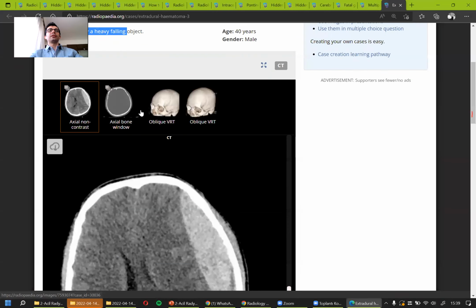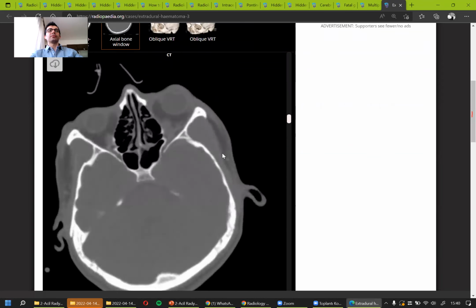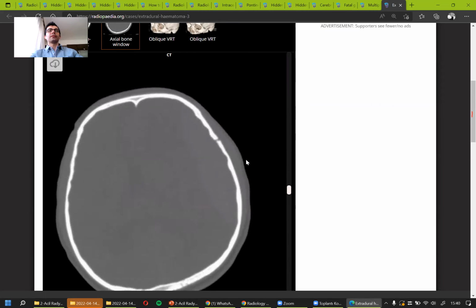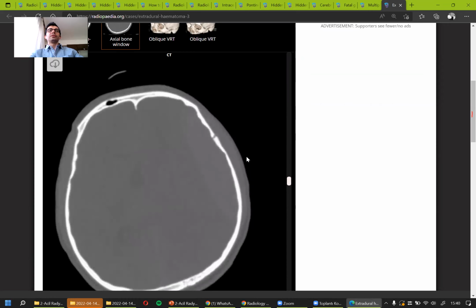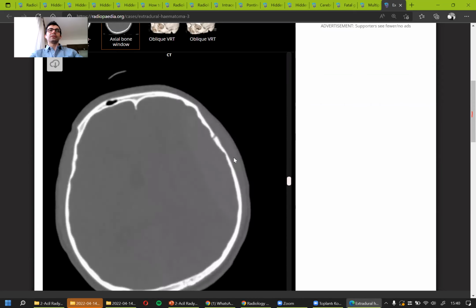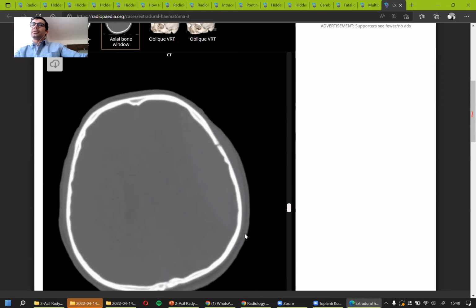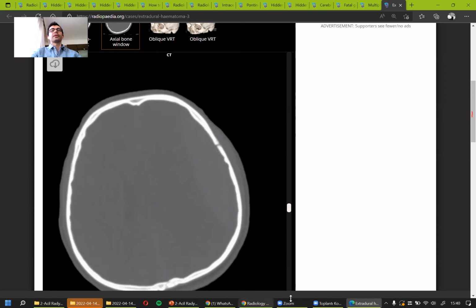We can check the bone window here and see the fracture here, obviously. Okay. This is usually the case with the middle meningeal artery, right? The middle meningeal artery can easily bleed after temporal and parietal fractures, and very commonly cause epidural hematoma. Thank you.